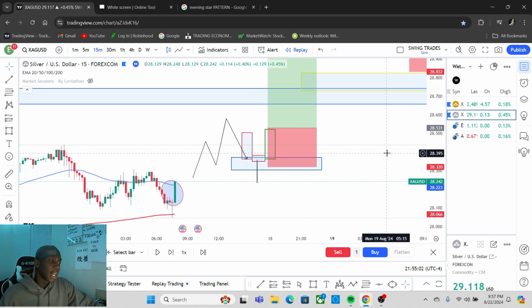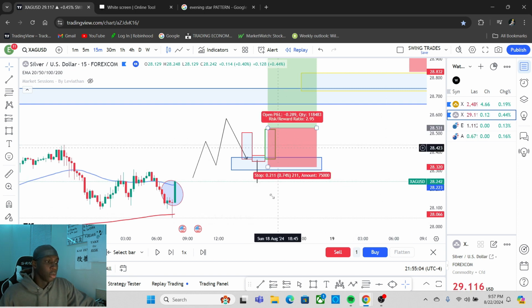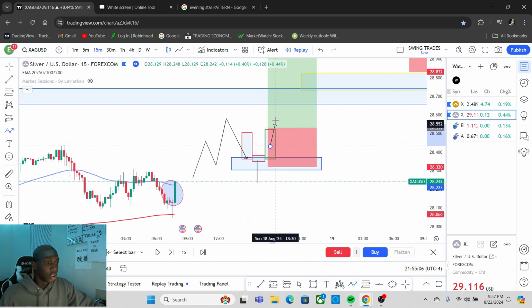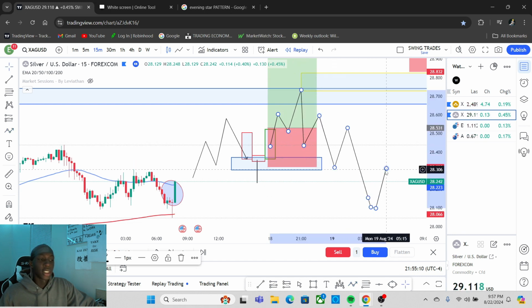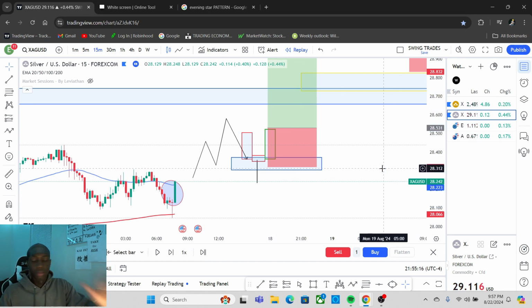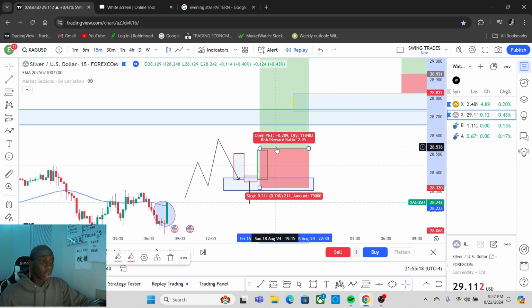Now, price is not always going to go to the upside. Sometimes price will do this just to keep going higher and then reverse completely on you. The market is going to do whatever the market wants to do. You can only control your risk. And I'm going to talk about that in a video. So that's literally a morning star pattern.